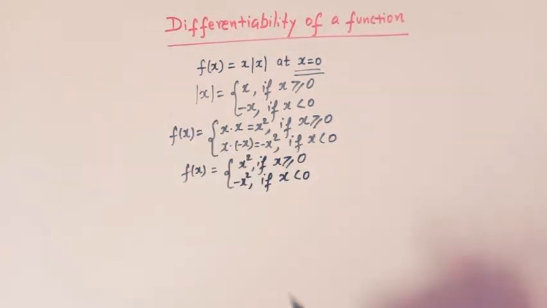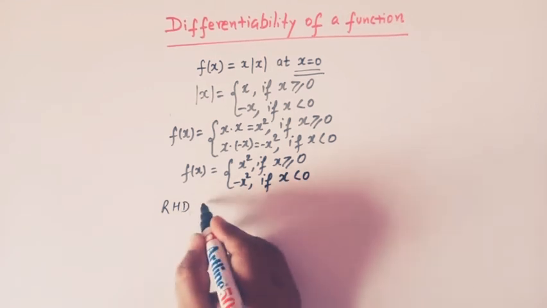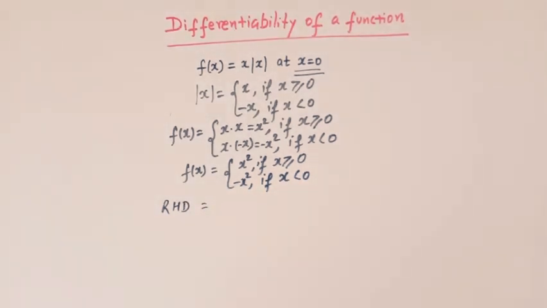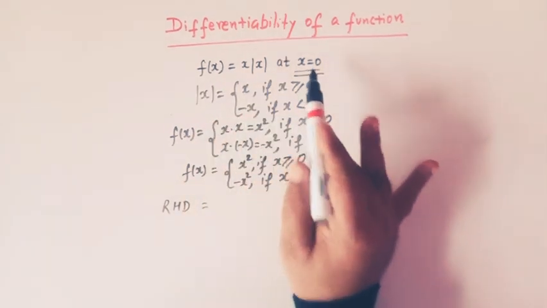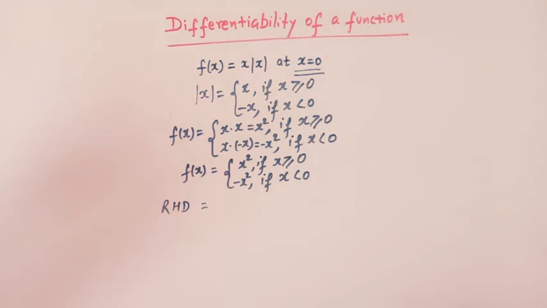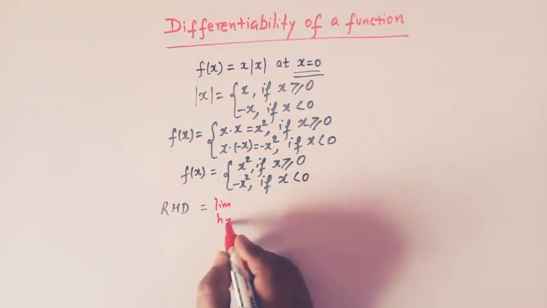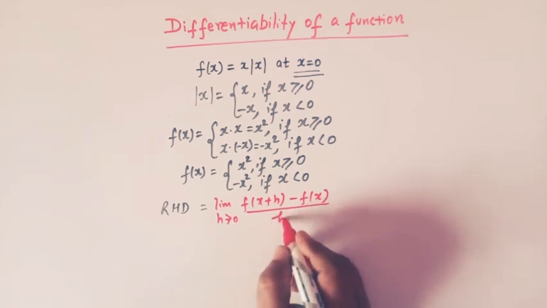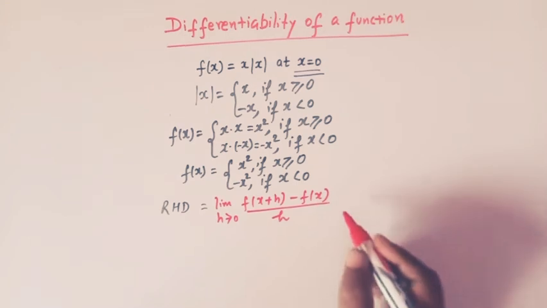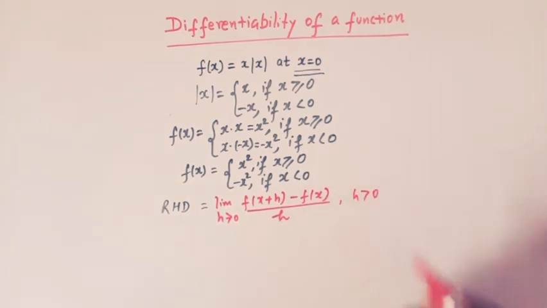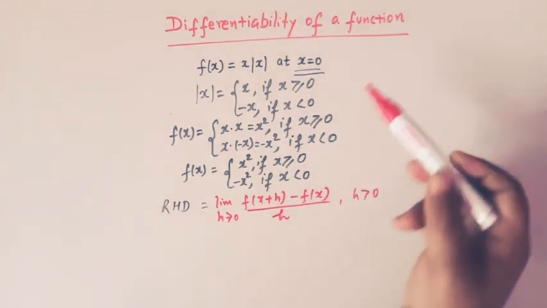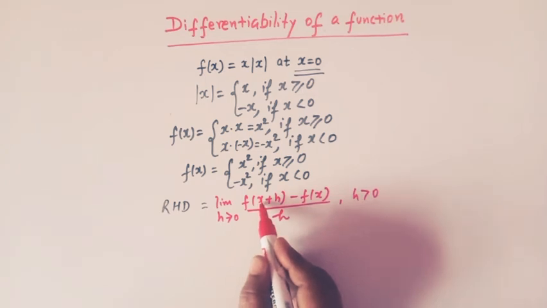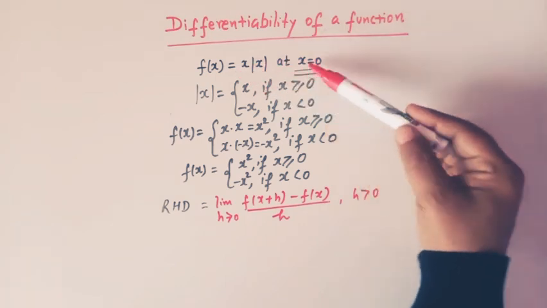Now we'll find the right hand derivative and the left hand derivative, and we will see that both the derivatives exist and have finite value, so the function f of x is differentiable at x equal to 0, right? Now the right hand derivative is defined as limit h tends to 0 of f of x plus h minus f of x divided by h, right? Now here h is a very small quantity and h is greater than 0, right? So here the point is x equal to 0, because we have to test the differentiability of this function at x equal to 0.